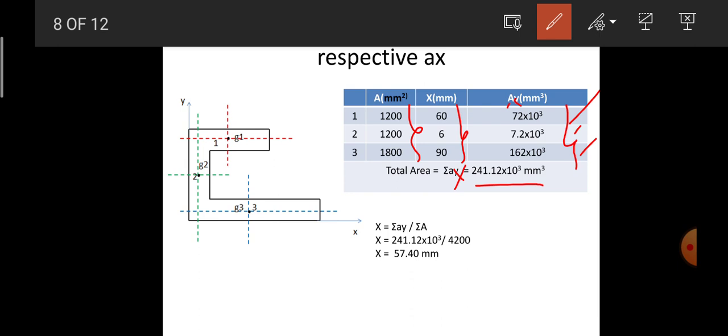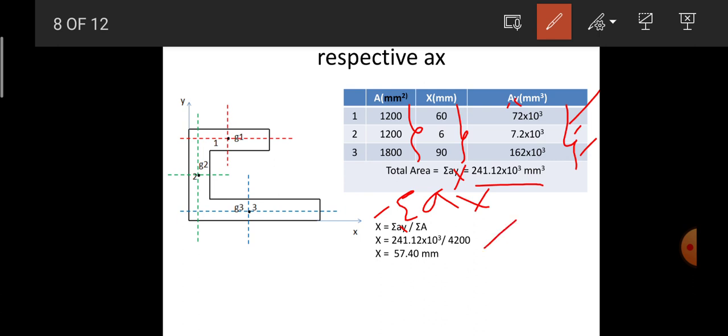So in order to compute x, capital X, which is nothing but the centroidal distance of the overall C section with reference to the y-axis, it is given by the formula sigma AX divided by sigma A. Sigma AX, I got it as 241.12 into 10 power 3.